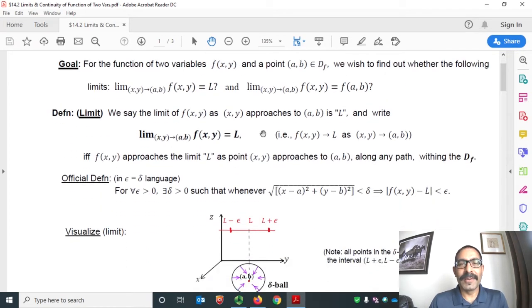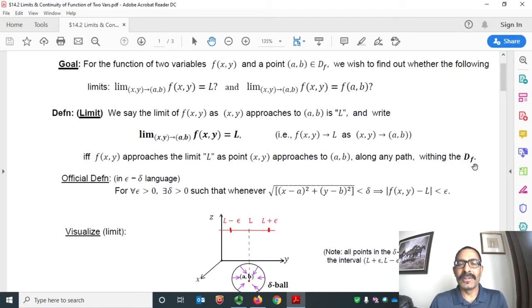Next, let me give you the definition of limit. We say that the limit of f as (x,y) approaches (a,b) is L, and we mathematically write the limit of f(x,y) as (x,y) approaches (a,b) is L, if and only if f approaches the limit L as the point (x,y) approaches the point (a,b) along any path within the domain of f.